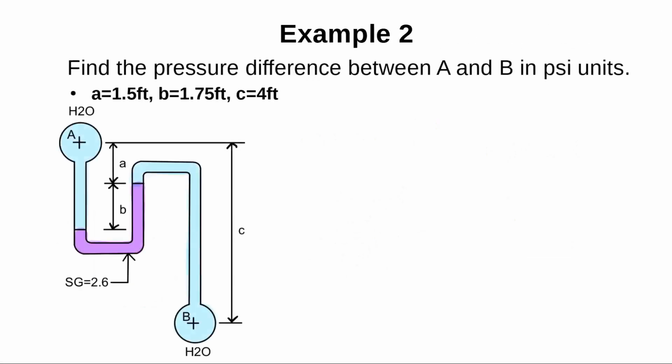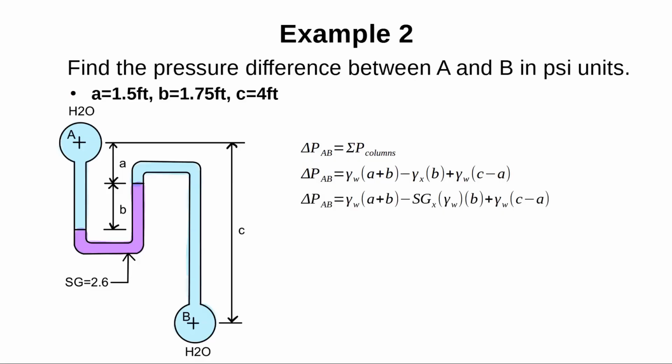In this example, find the pressure difference between A and B in PSI units. We'll start this problem the same as the last one, with our key equation considering A and B. Starting at A, we move down, positive, through the water for a distance of A plus B, then up, negative, through the purple fluid for a distance of B, and then down, positive, through the water for a distance of C minus A. We can rewrite the unknown weight in terms of the specific gravity like we did in the last problem, then simplify further to get this equation, which has everything we need.